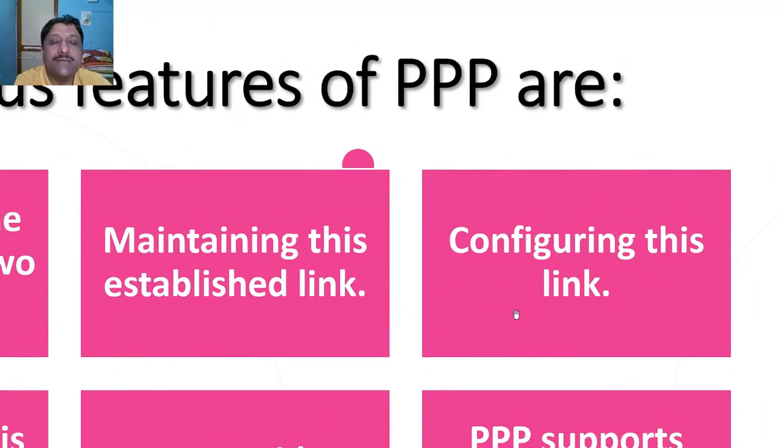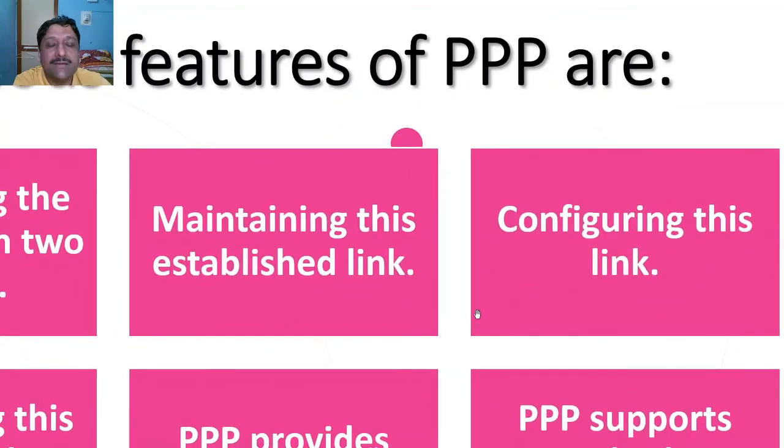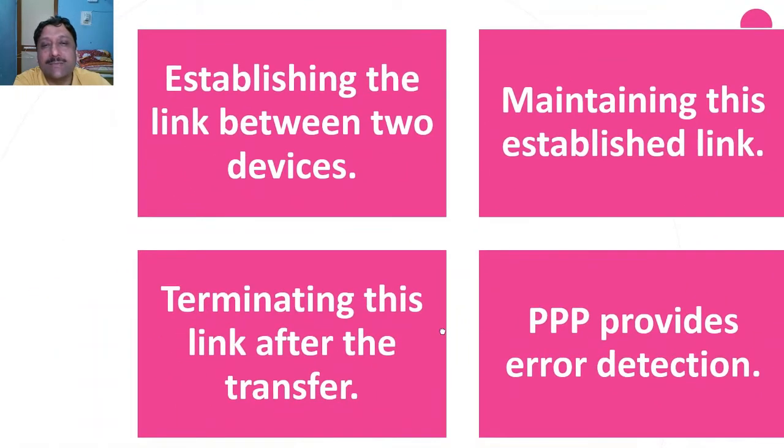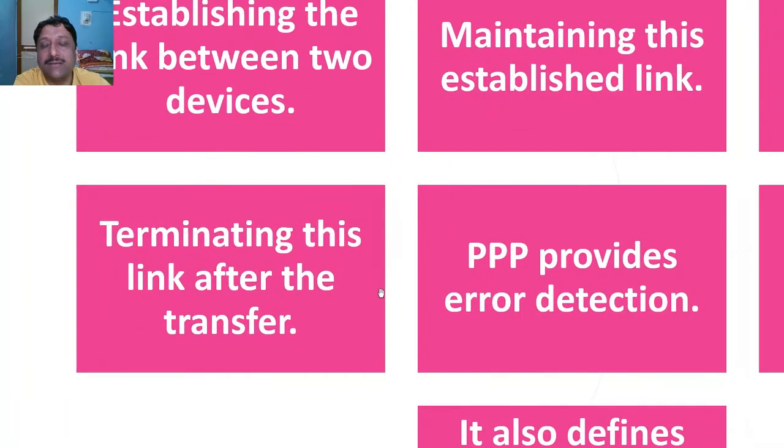Then it configures this link, which means it accepts usernames and passwords, and then the connection is maintained. Then it terminates this link after the transmission. When the transmission is done, the connection is terminated and stopped. So this is how it works.